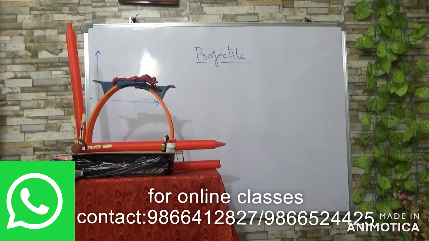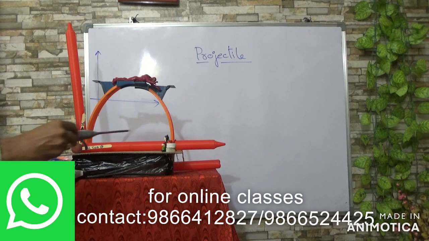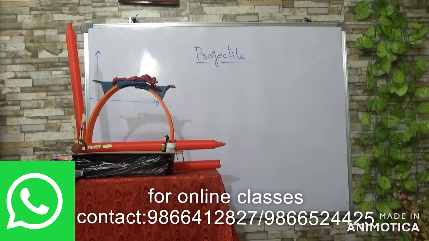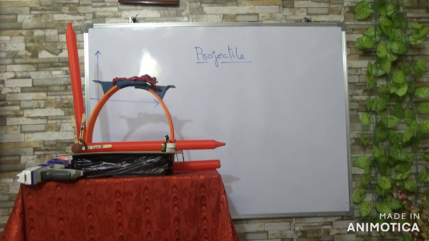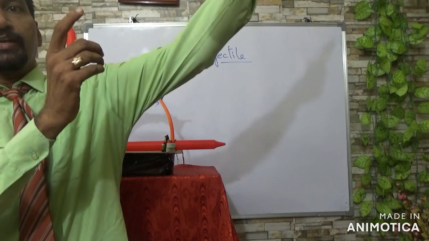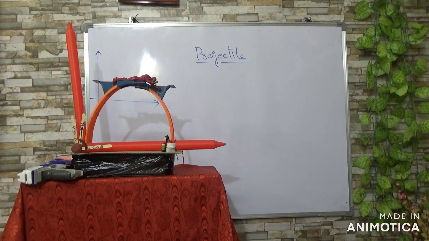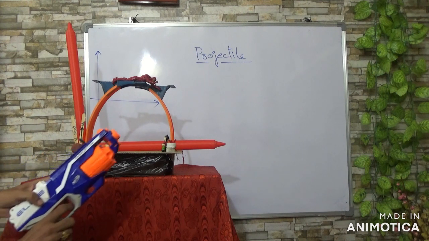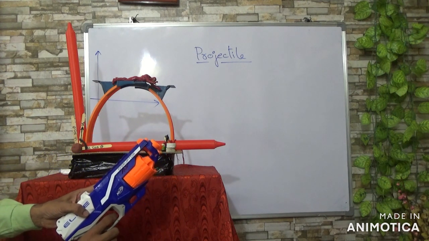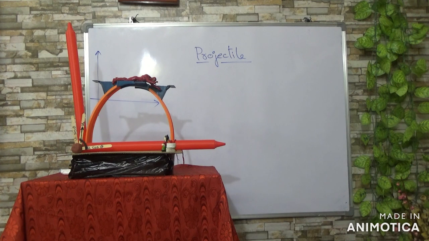What is a projectile? See, any body thrown at an angle theta with respect to horizontal is called a projectile. Okay, so any body, you can throw a javelin. So you know, usually an athlete throws a javelin at an angle theta, comes under projectile. Okay, or else a bullet fired from a gun also comes under projectile.